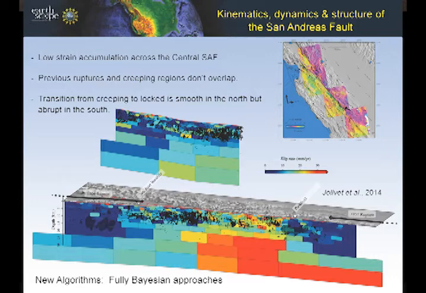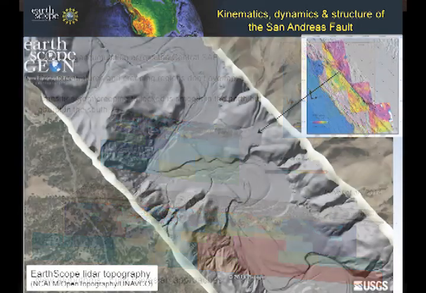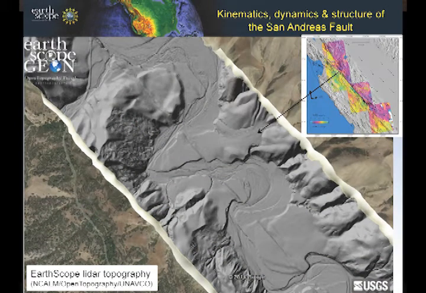And so the other thing we can think about is the transition on the ends of the creeping section to these fully locked zones. So this is Parkfield, a really interesting part of that transition zone, with mixed behavior. And then this would be coming into the San Francisco Bay Area. It's pretty abrupt there. But let's push this back in time.